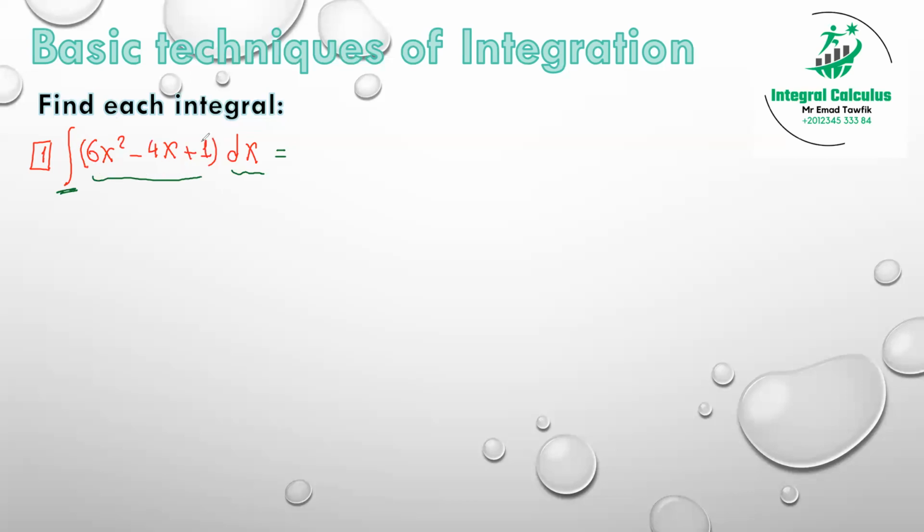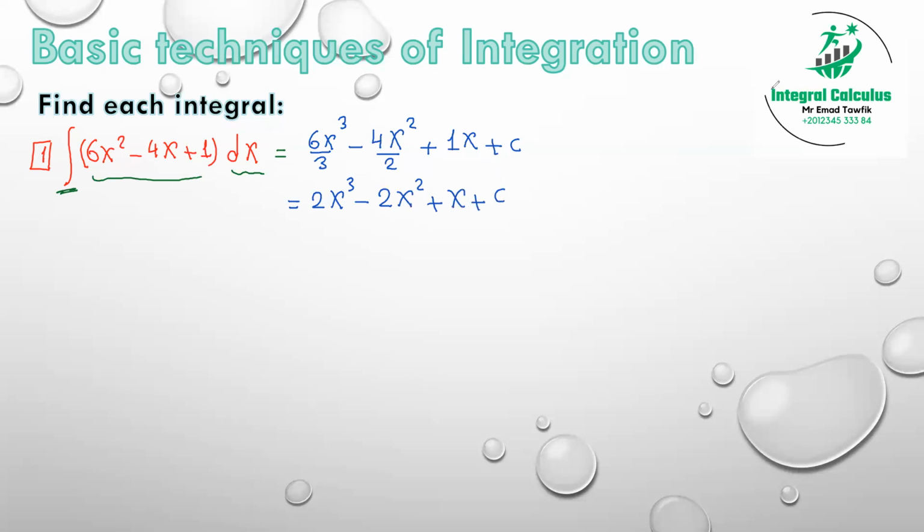a polynomial function like this, and then add 1 to your power, and then divide by the new power. Like 6x squared, it has to be 6x to the power 3 over 3, and then minus 4x squared over 2, and then plus the integration for any constant, so x, and then plus c. After that, you put it in its simplest form. 6 divided by 3 is 2x to the power 3, minus 4 divided by 2 is 2x squared, and then plus x plus c.